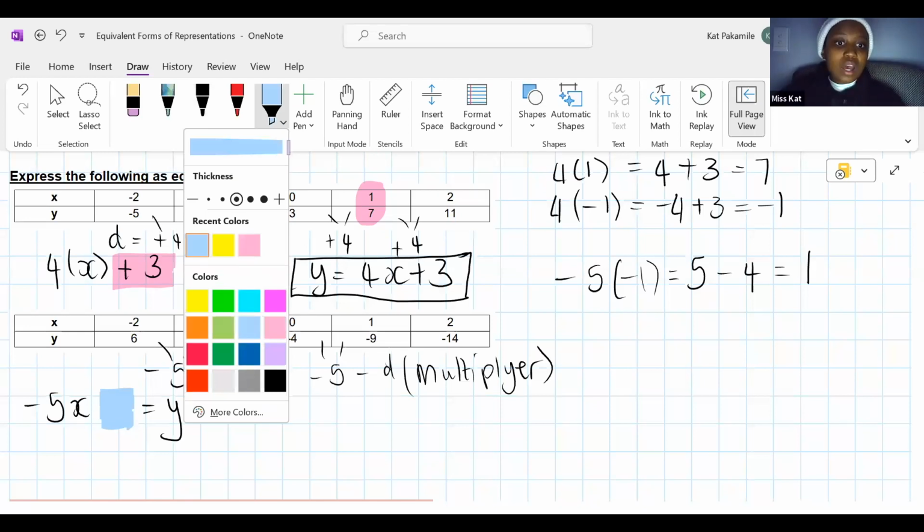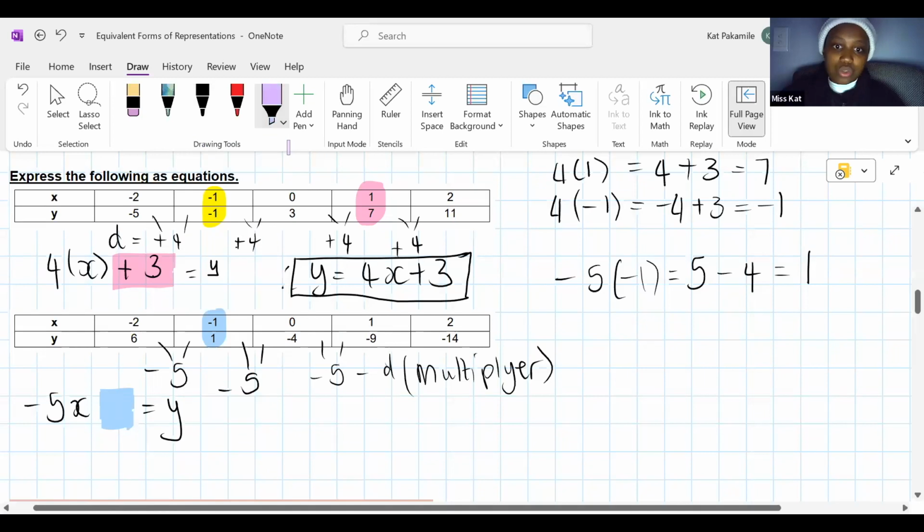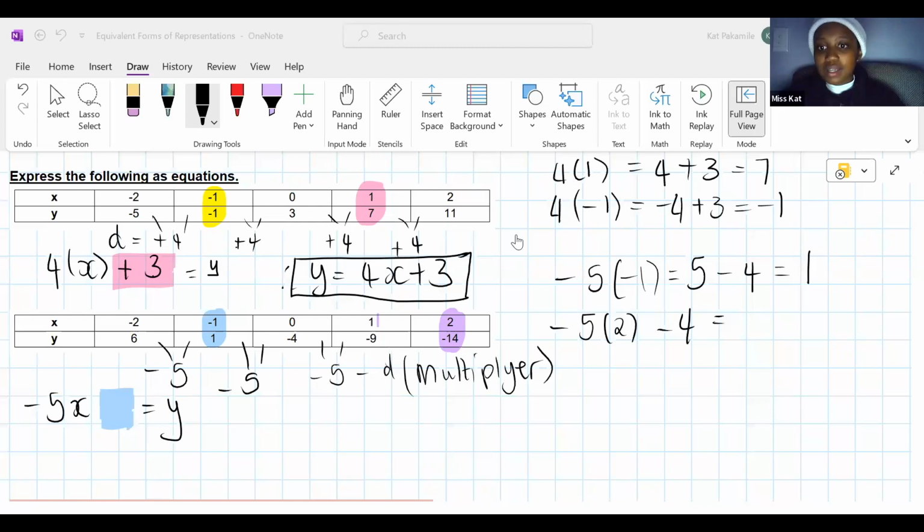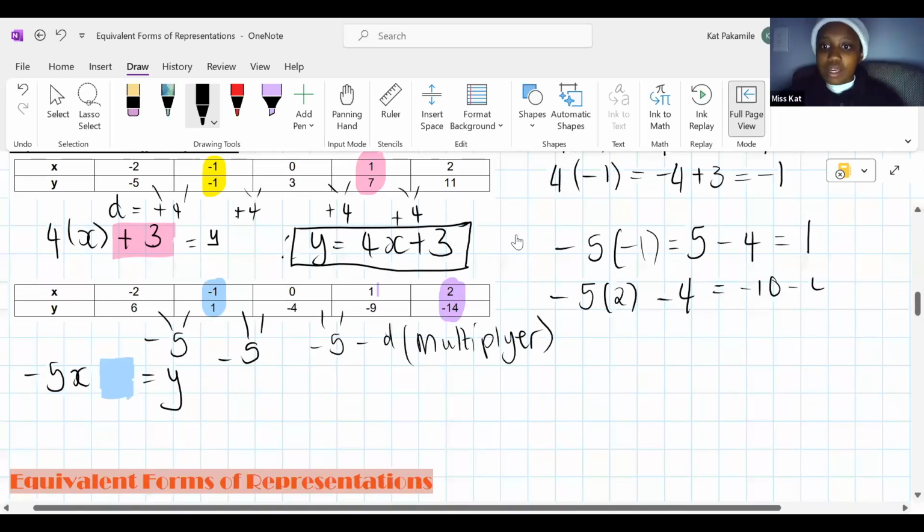So if I choose to substitute, let's say 2, I want an output of negative 14. So you're going to say negative 5 times 2 minus 4, because you guys told me I must subtract 4. What's negative 5 times 2? Thank you, Paul. Negative 10. And if you subtract 4, you get negative 14.